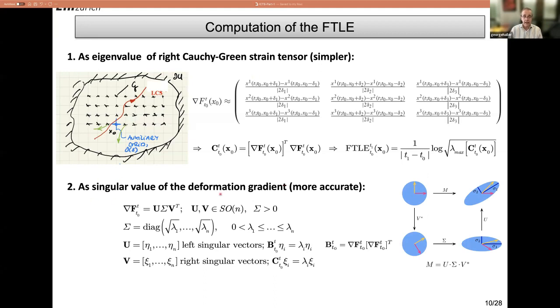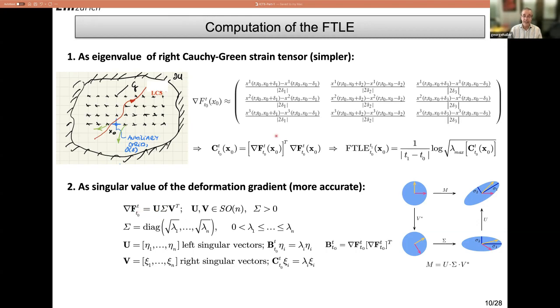Another way is to calculate these quantities from a singular value decomposition, because this is exactly how the eigenvalues of C are just the singular values squared of the deformation gradient. Singular value decomposition, I just remind you quickly, is writing a matrix like this as 2 rotation matrices, U and V, with in this case, a diagonal matrix in between. Generally speaking, if it wasn't a square matrix, then this sigma would not be diagonal, but in this case, it's a diagonal matrix. And the diagonal elements of that will be the square roots of these eigenvalues that we would be using here, okay?